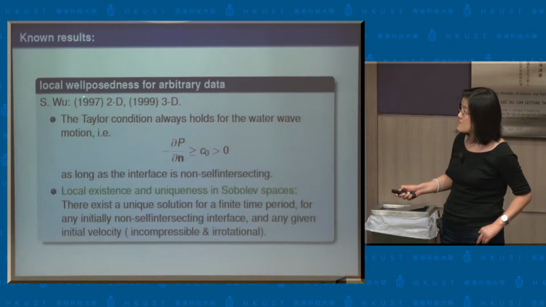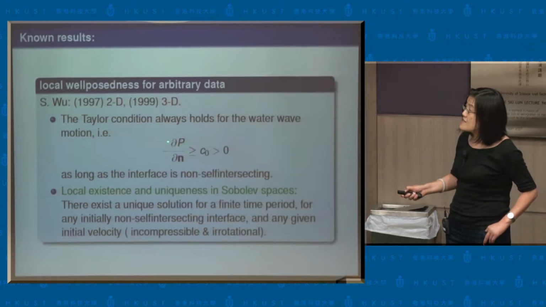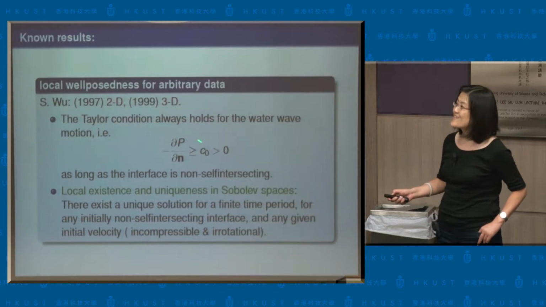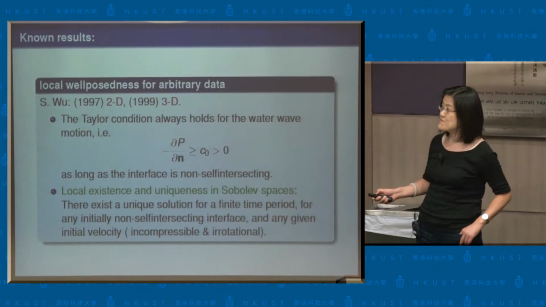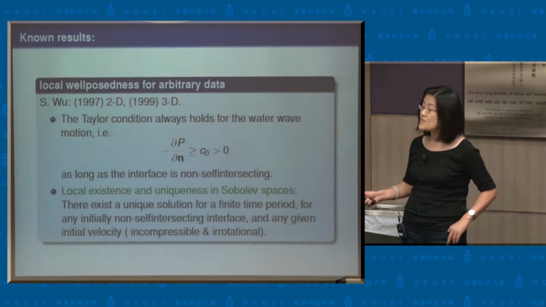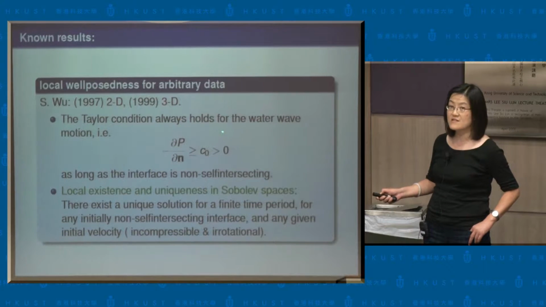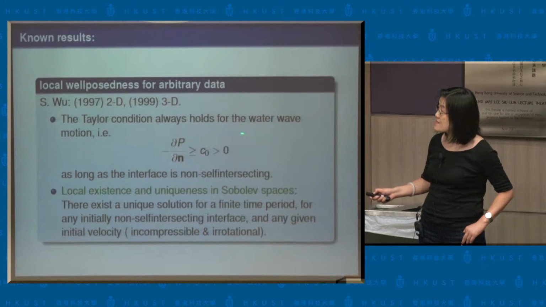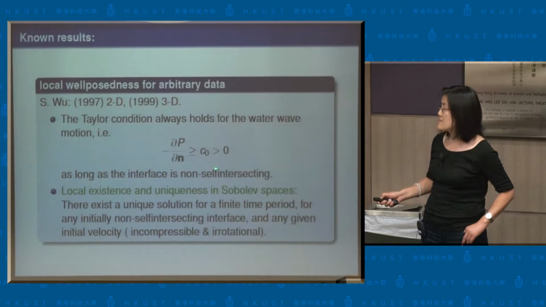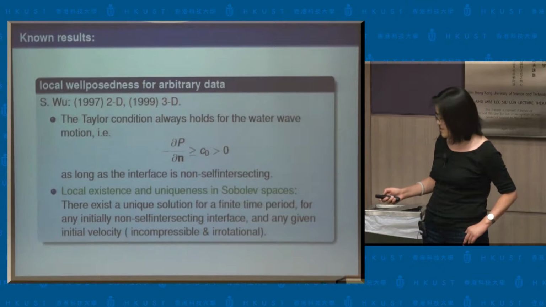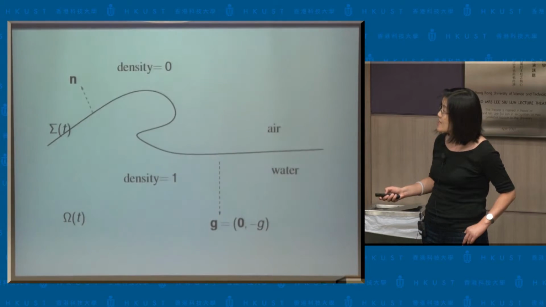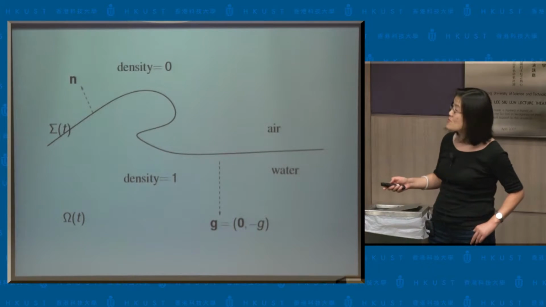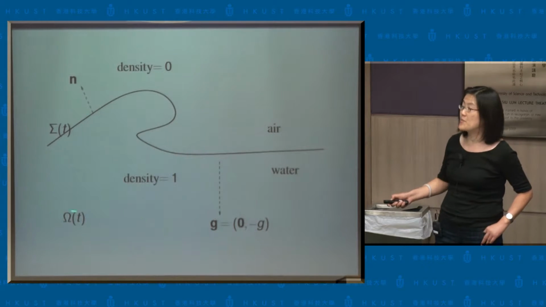This is a work from about 15 years ago. In fact, the Taylor sign condition is really not a condition. It's always true, under the assumptions I'm making: incompressible, irrotational, no surface tension, and the density of the air is 0. So the Taylor sign condition holds always as long as the interface is non-self-intersecting. That means even if we have a wave that overturns, it's still true, as long as the bulk of the water is below.